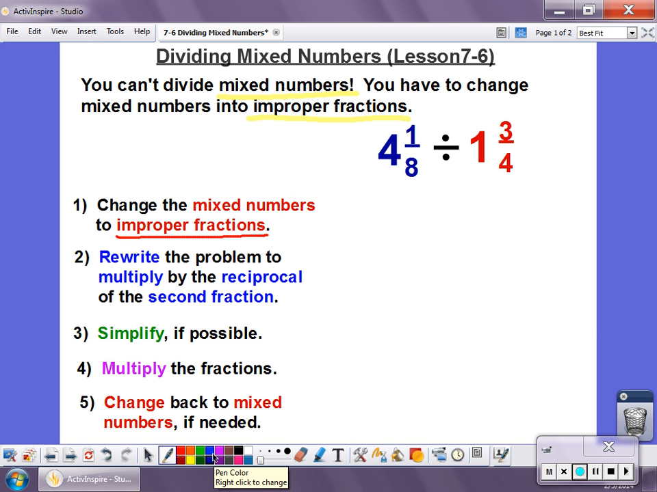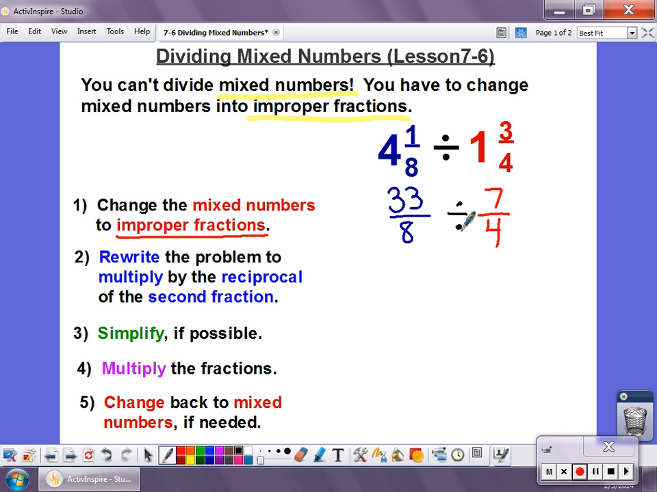So 4 and 1/8: 8 times 4 is 32, plus 1 is 33. So we get 33 over 8. And then I'm going to do the same thing for 1 3/4. 4 times 1 is 4, plus 3 is 7. So I have 7/4. So I have 33/8 divided by 7/4.